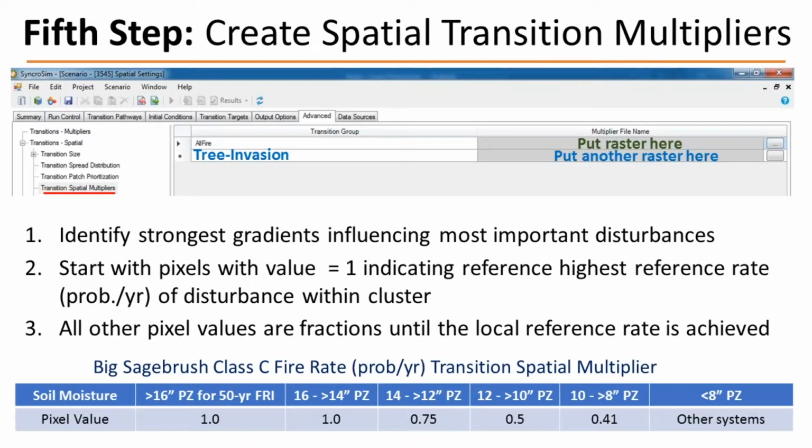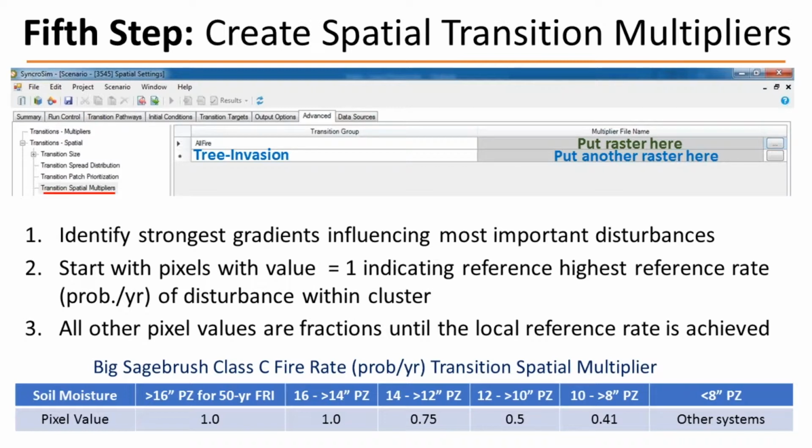Basically, you want to identify the strongest gradient in your models. There are a lot of parameters in our models that do not vary spatially. Cheatgrass invasion rate is typically one. It's not high elevation, but wherever it's present, it happens more or less at the same rate. There's not a whole lot of elevation difference up to a certain level.